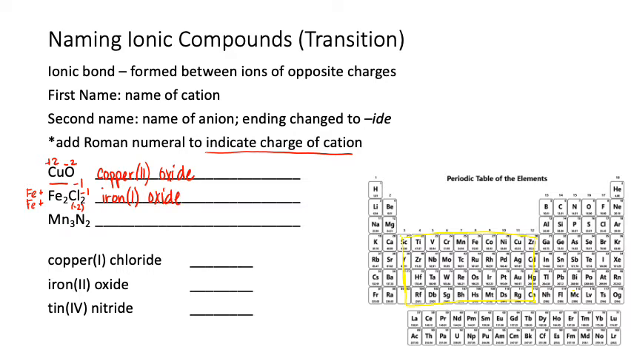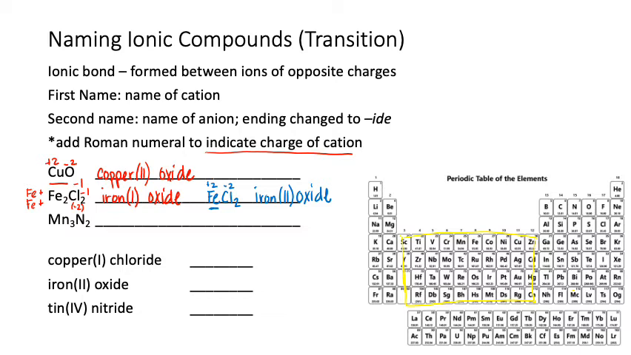Now say for instance, just as a bonus, this is just FeCl2. Again, we're still going to have a total of -2 here. In this case, we only have one iron to help equalize out this charge. So this iron just needs to be a +2. So this would be called iron(II) chloride.